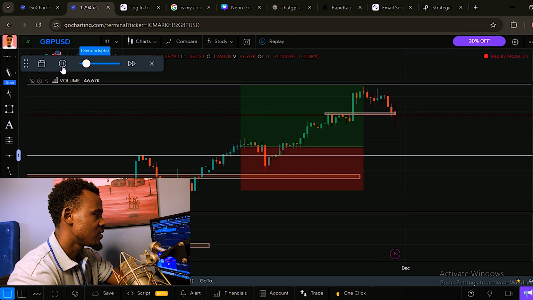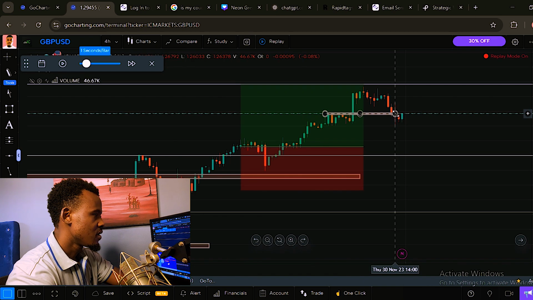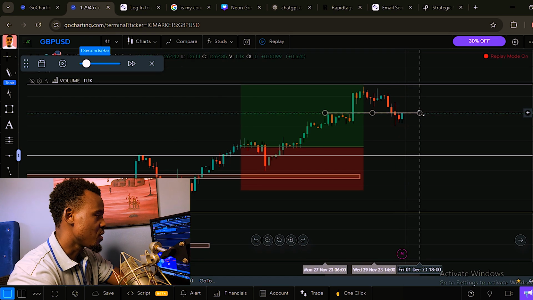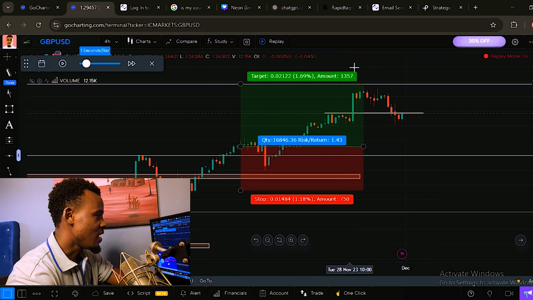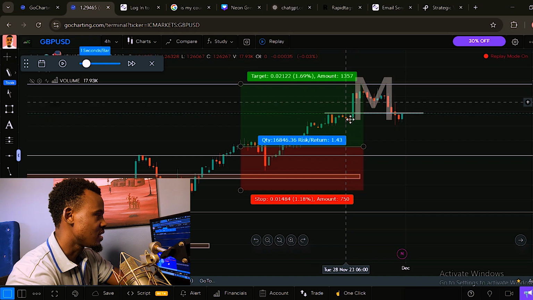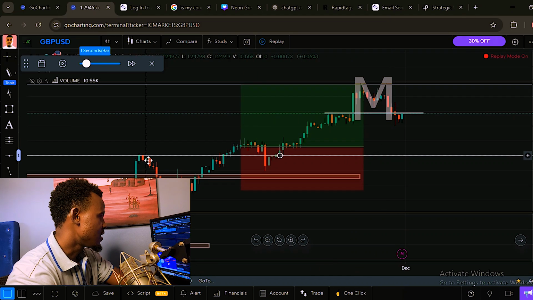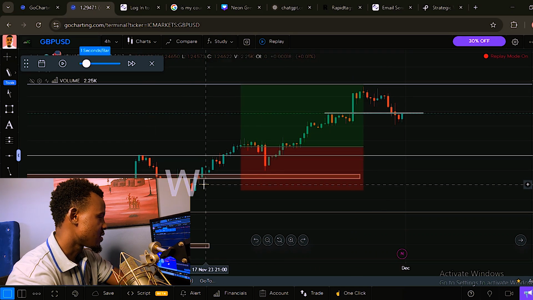All right. Now, okay, guys. Could this be a retest or a break? Because we are seeing another chart pattern over here. We are seeing an M pattern, right? At this place, we see a W pattern.